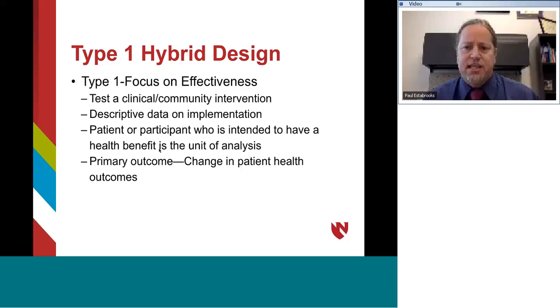But a type 1 hybrid design really focuses on effectiveness. And it's similar to what we might consider an effectiveness trial, with the exception that there's a lot more attention paid to the implementation of that clinical intervention. So if you look through the bullets here, it focuses on effectiveness. It tests a clinical or a community intervention that is intended to improve patient health. You can see the patient or the participant who is intended to have the health benefit is the unit of analysis, and the primary outcome is typically change in patient health.